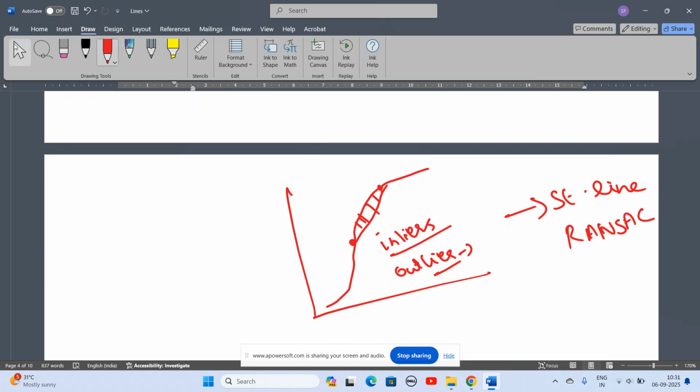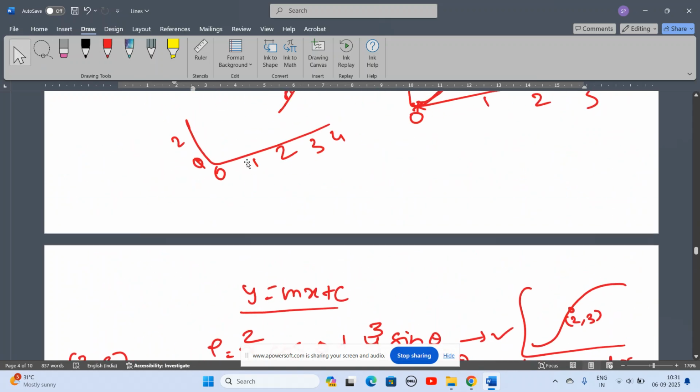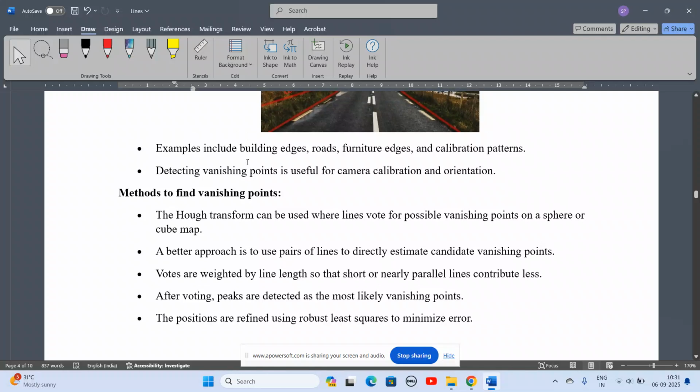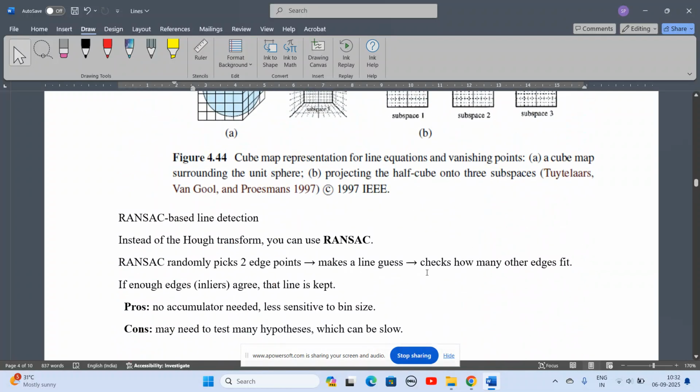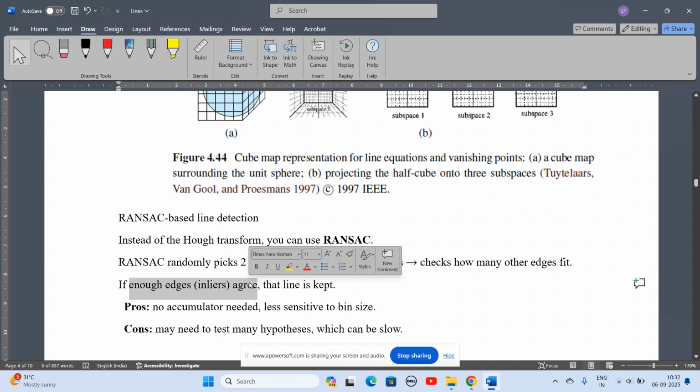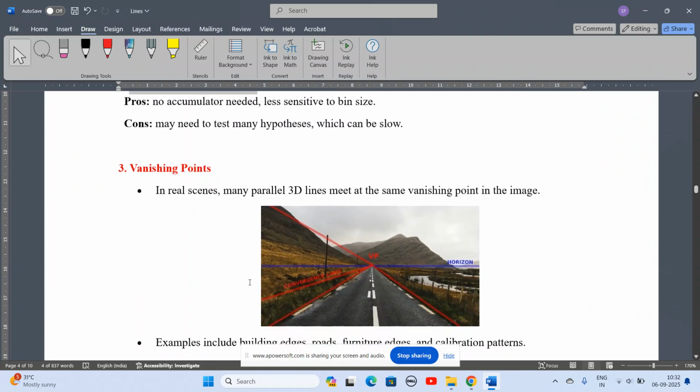So I'll randomly pick two points and make a straight line out of them. I'll find the distance and consider whether each point fits the straight line or not. I'll check how many other edges fit. If I have enough inliers, then I'll keep the line. If not, I won't keep it.